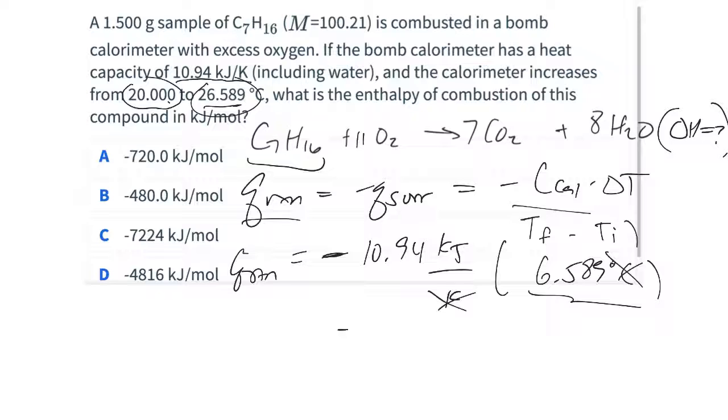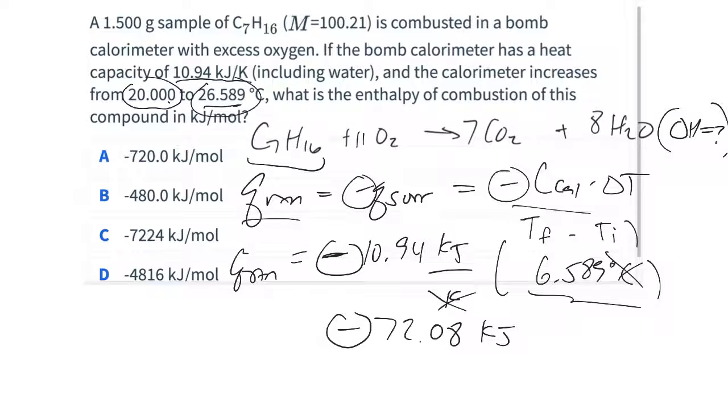Now this works out to be minus 72.08 kJ. So we're already in kilojoules here. We get the minus sign out as long as we remember to plug in our delta T in the proper final minus initial way. And this should be an exothermic reaction. The reaction should release heat. It's warming up the solution, so that should all make sense.